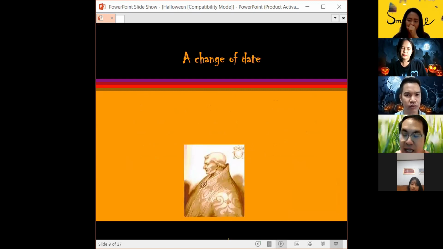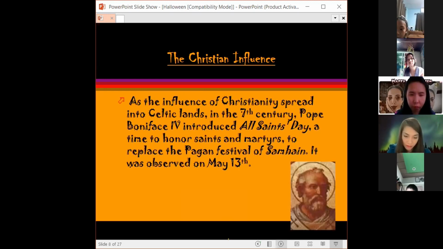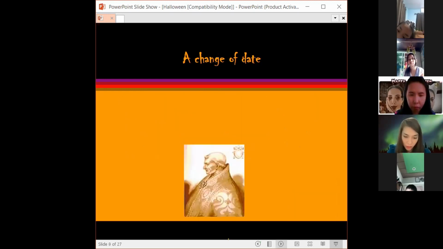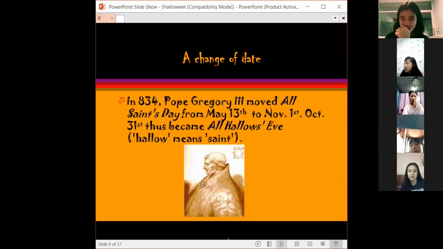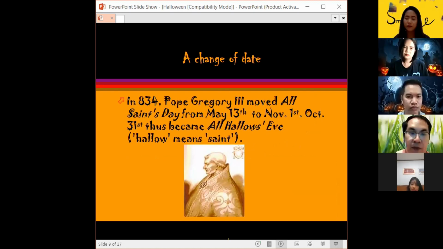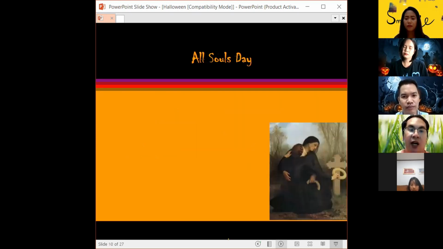They changed the date. Before, they said it was May 13th, okay? So now the other person, Pope Gregory III, moved all the Saints Day from May 31 to November 1st, okay? And October 31 becomes the Hallow Eve. The Hallow means the saint, or the past people that they are looking for.